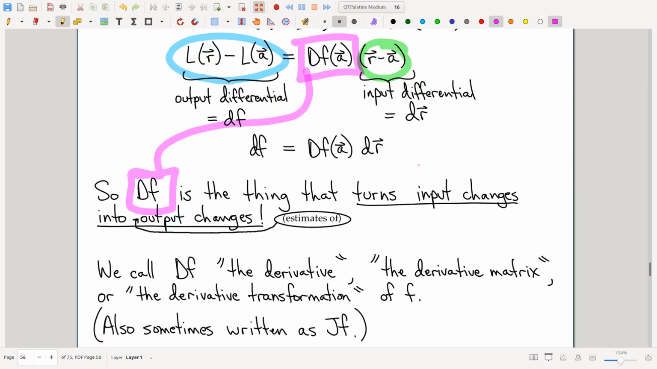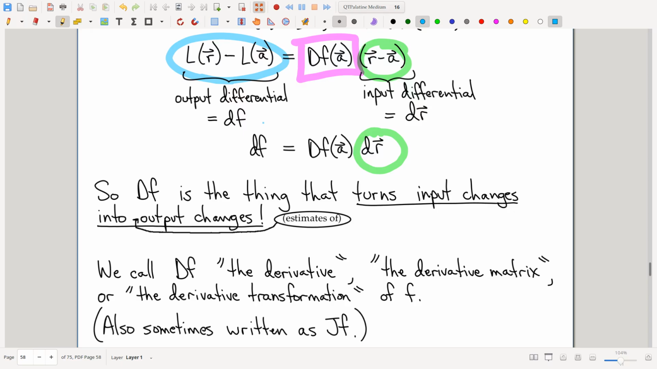Okay, a little bit more terminology. When you talk about a change in the input, that's very often called a differential. So we're going to write that as dr. And likewise, in the outputs, let's be careful with this. This is not telling you how much the function changes, but how much the linear approximation changes.